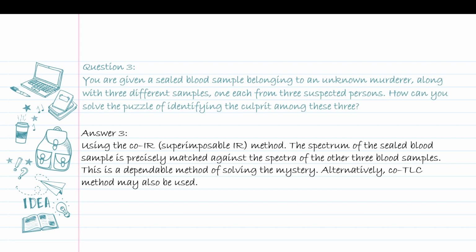Third question, suppose you are given a forensic problem, a sealed blood sample from the police department, and you are asked to identify the unknown murderer. They have picked up three suspected persons. You have to find who is the culprit, who is the murderer. So IR spectroscopy is used. The blood sample of the three suspected persons has to be matched against the sealed blood sample. The correct match will solve the problem.